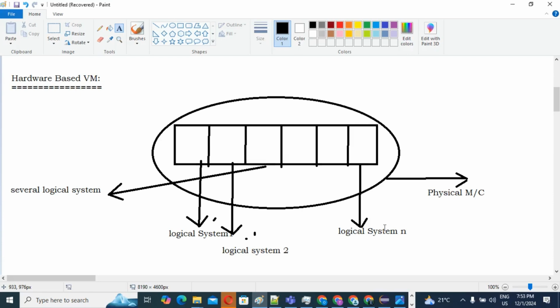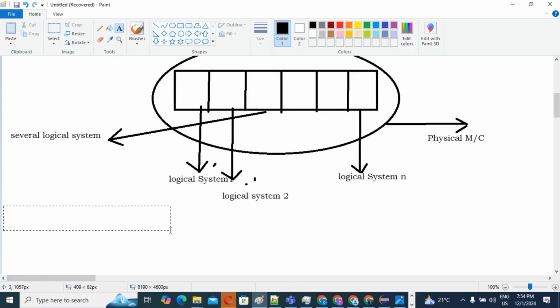So what is a hardware based virtual machine? It provides several logical systems on the same computer, that means the same machine, with a strong isolation from each other. Correct, guys? So the main advantage of hardware based virtual machine is hardware resources sharing and improved utilization of hardware resources. I will write it, guys.